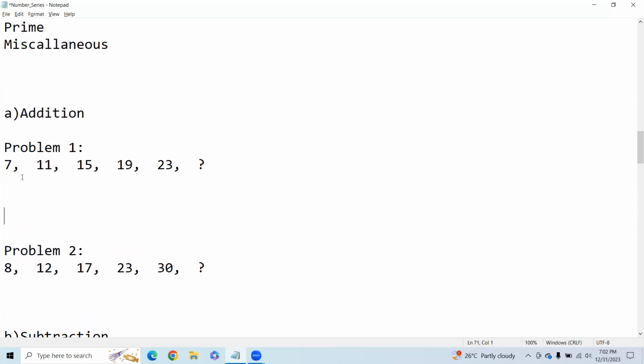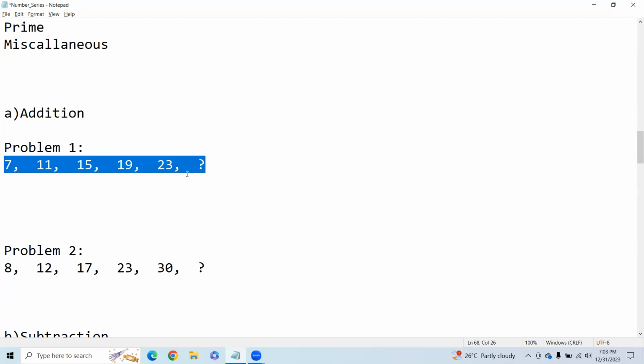So look at the problem: 1, 7, 11, 15, 19, 23 and question mark. First of all, if you see these numbers, you can see that those are in increasing order. Whenever you see that the numbers are in increasing order, there's a good possibility that the pattern is addition or multiplication. If you look at the addition, 1, 2, 3, 4, every time we are going up by 1, 1, 2, 3, 4, 5.